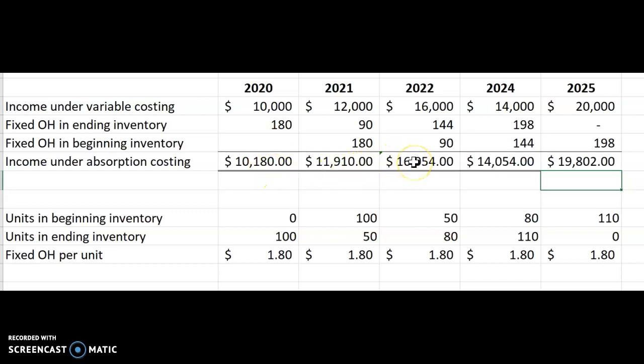Okay, that was the same thing in 2022. Our ending inventory was higher than the beginning inventory, so we were increasing our inventory, and income under absorption costing was higher. The same thing happened in 2024. Okay, we were increasing our inventory. In 2021 and in 2025, our inventory was decreasing, so absorption costing had lower net income in those years.